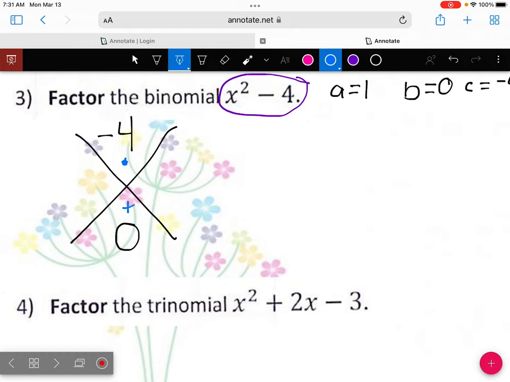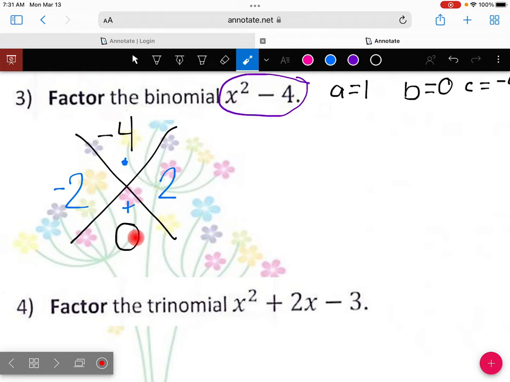Not -4 and 4. You're on the right track. -2 and 2, because they need to add to be 0. -2 and +2. Whenever you have a 0 on the bottom, these two numbers are always going to be the exact same number, because for them to add to be 0, we have to have a positive and a negative version of the exact same number.